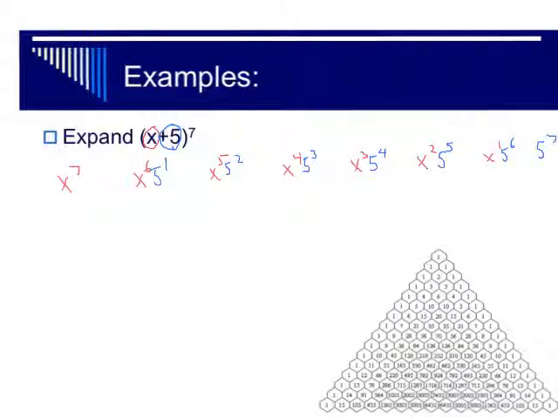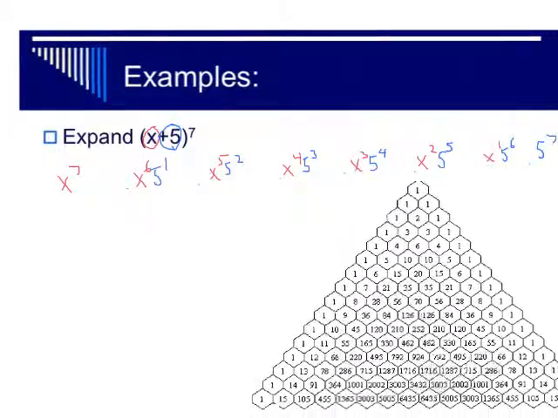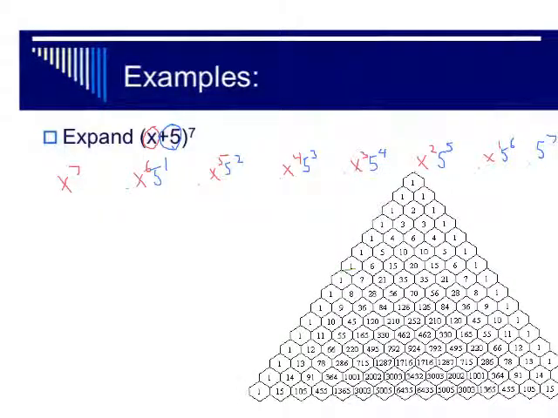And then the last part of this is that each of these guys needs a coefficient, and the coefficients come from looking at the 7th row in Pascal's triangle. So the 7th row of Pascal's triangle is this guy. And so I'll write those numbers in front. 1 times x to the 7th, 7 times that guy, 21, 35. And remember, Pascal's triangle is symmetrical, and so once you've gone about halfway, you can write those same numbers backwards.